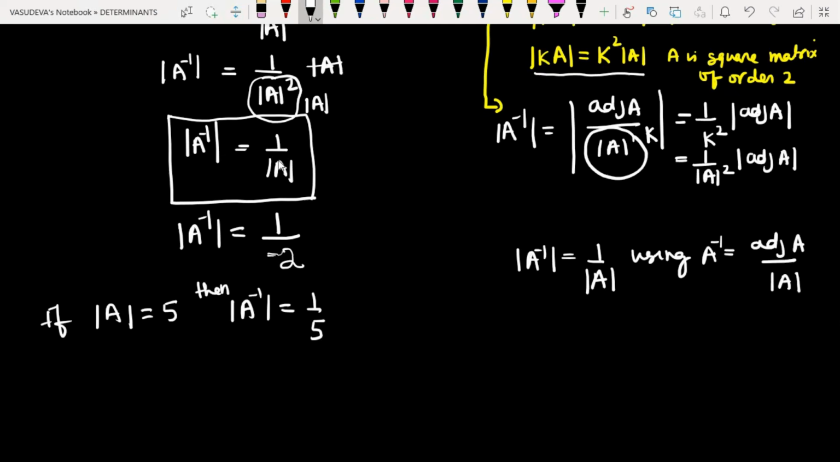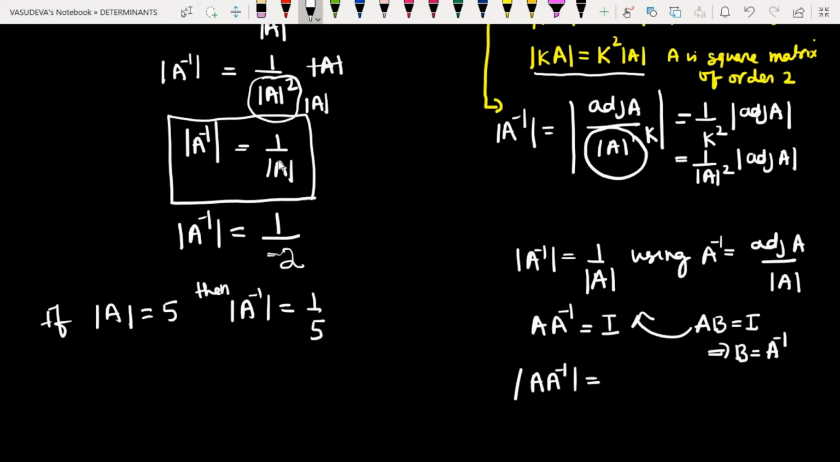We can also show this result using the formula that A into A inverse is equal to I, because when you multiply any matrix with its inverse, we get I. We have seen that if AB is equal to I, then B is equal to A inverse. So A into A inverse is equal to I. Taking determinant of this, determinant of A into A inverse is equal to determinant of I. So this is a very simple proof of determinant of A inverse is equal to 1 by determinant of A.